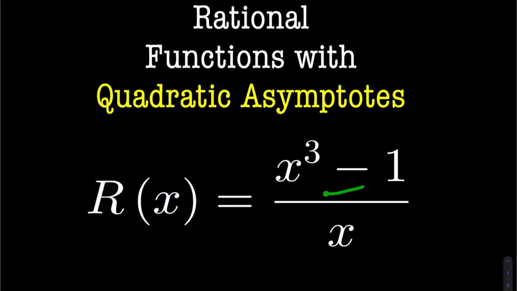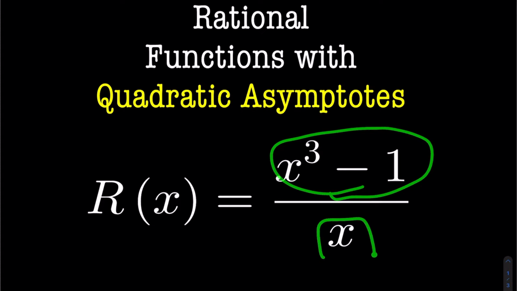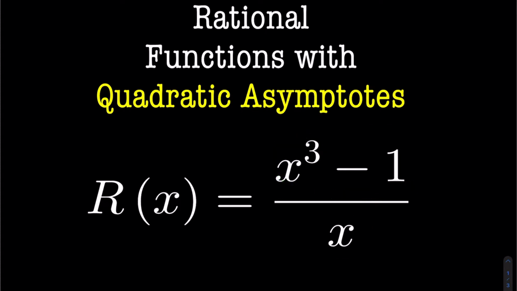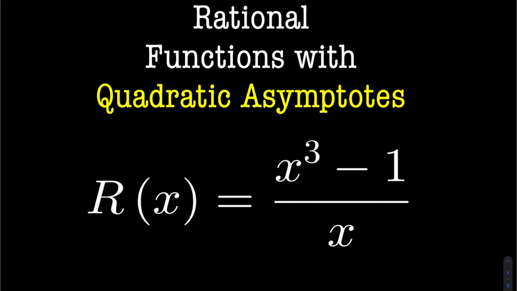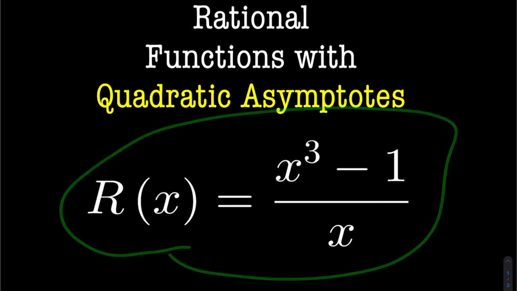These functions are such that the degree of the top is exactly 2 more than the degree of the bottom. When that happens, we have what's called a quadratic asymptote. Again, just to remind you, slant asymptotes exist when the degree of the top is exactly 1 more. Now we're looking at the situation of having exactly 2 more. What does a quadratic asymptote look like, and what do the rational function graphs look like when they have these quadratic asymptotes? So let's go ahead and take a look at graphing the following rational function.